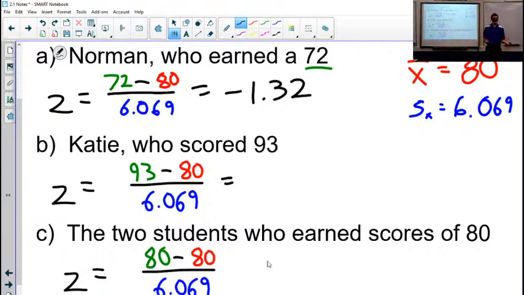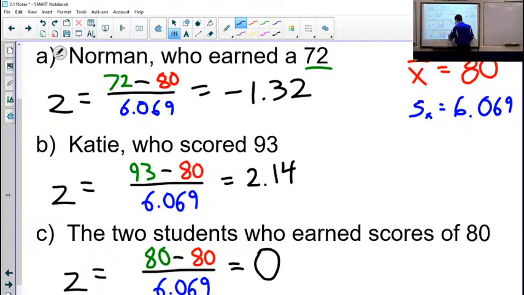Two decimal places. What did this come out to be? 2.14. Asked to make a prediction. Hopefully our prediction was right. What is it? 0. Because remember, we're measuring how far above or below the mean we are. So if we're exactly at the mean, then our z-score is going to be 0. So this allows us to make comparisons with how far away we are from the mean, how far above or below the mean we are.